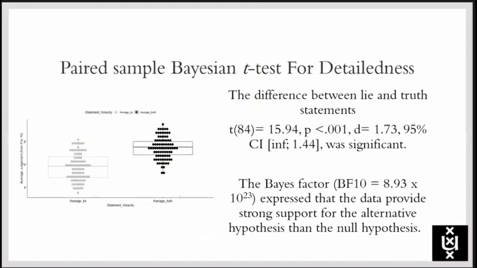So we also conducted a Bayesian t-test to test our second hypothesis that in the detailedness group, they will be able to distinguish between truth and lie statement. And as we can see, it was significant. And here is the box plot. And the Bayes factor indicates that the data provides support for the alternative hypothesis that detailedness is able to distinguish between truth and lie statement.